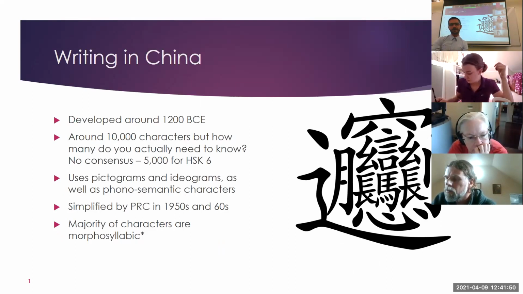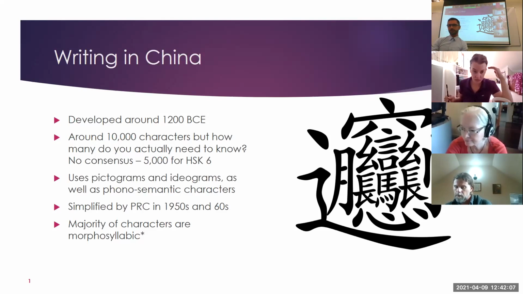So then writing in China, which developed around 1200 BCE. And this is interesting to talk about. There are around 10,000 characters, but there's always this discussion of, especially as a foreigner, how many characters you need to be familiar with to be fluent. Some sources say you need to know 4,000, but some say 8,000. And even for reading a newspaper, some sources say you need to know 3,000, but some say 8,000. But I don't know.